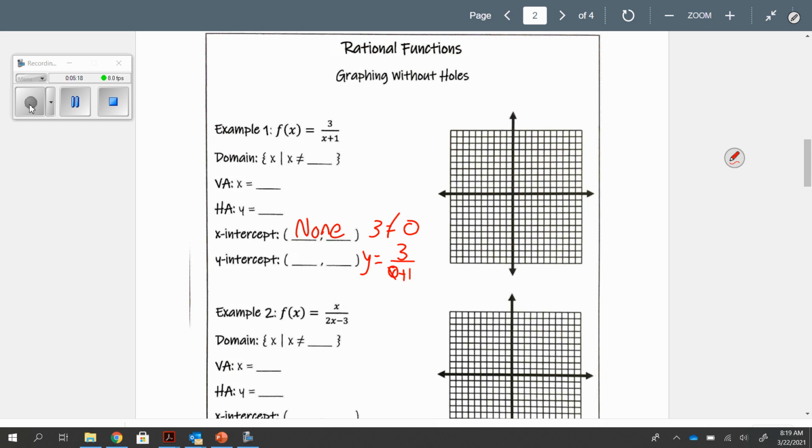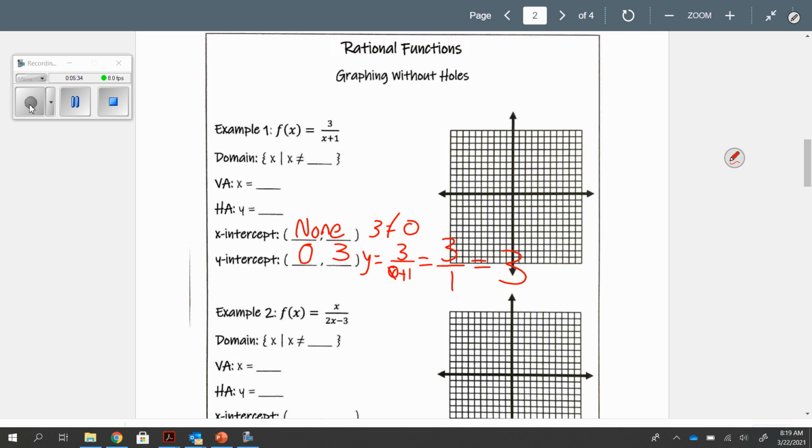So we're going to plug 0 in for x and solve for y. That is going to be 3 over 1, which equals 3. So our y-intercept is (0, 3). So we have done the x and y-intercept already.